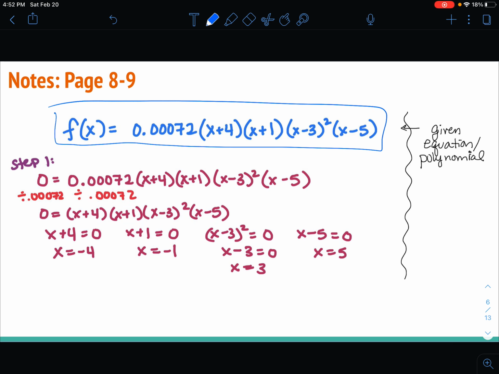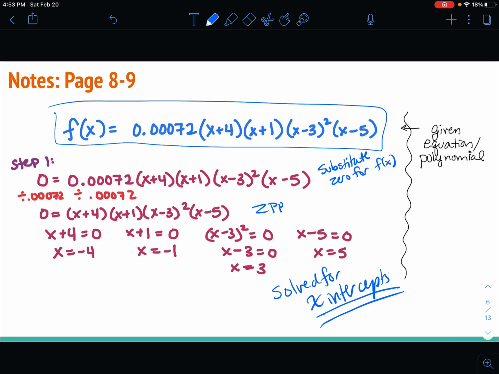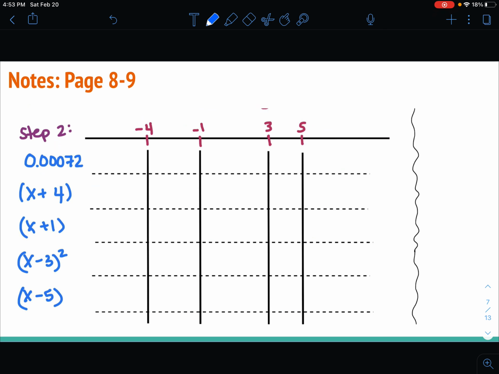Okay, so hopefully you're seeing that 0 was substituted for f of x. And what happened here is we used the zero product property. We substitute 0 for f of x, which is our output. We use ZPP and we solved for the x-intercepts. So we have 1, 2, 3, 4 different x-intercepts that we have located. So that is step 1.